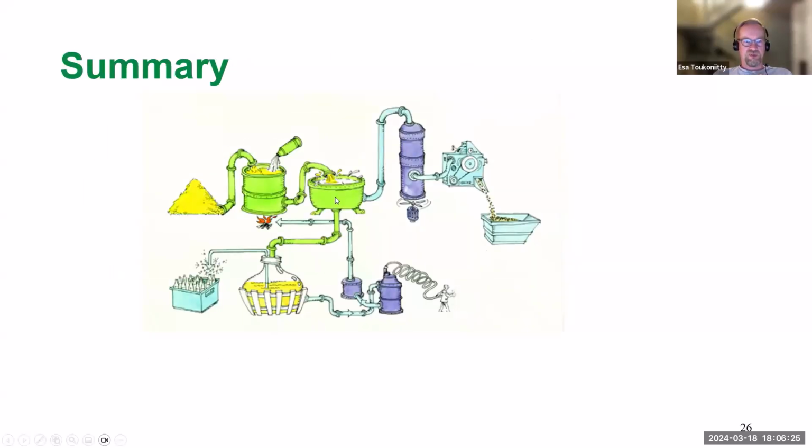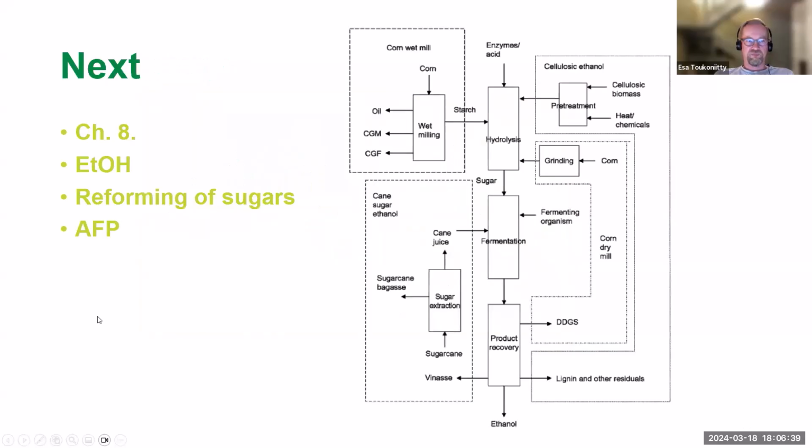So now we have covered ethanol production up to the point when we have sugars and we can start to ferment the sugars. So I think we'll have a 15-minute break and then we'll continue with this second part.